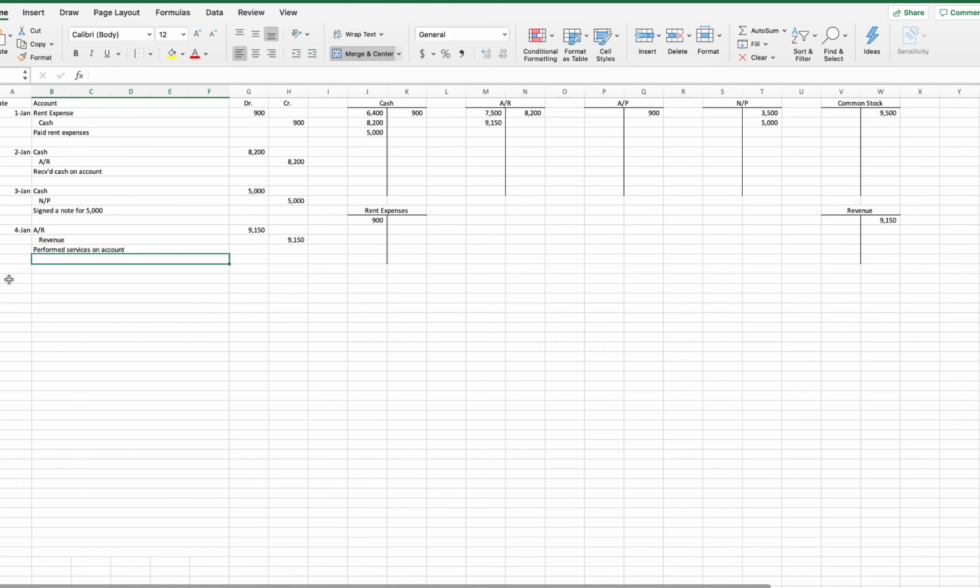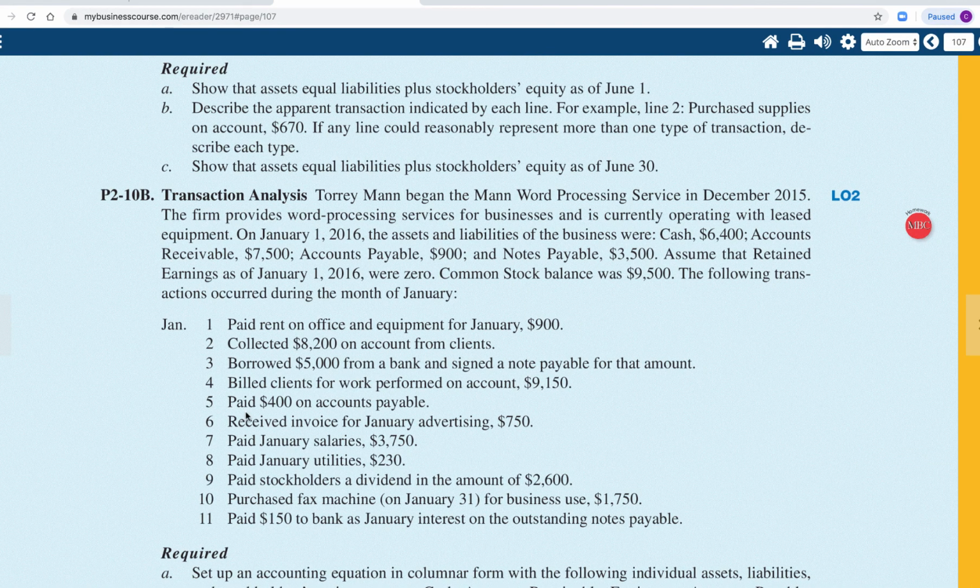Good. Okay, let's go look at our fifth transaction. So let's go see what it is. On January 5th, paid $400 on accounts payable. So what happened is we previously got something, right? Maybe we got supplies, whatever, doesn't matter. We didn't pay that person or that company at the time. We said, you know what? I'll pay you later. Okay? Not a problem.